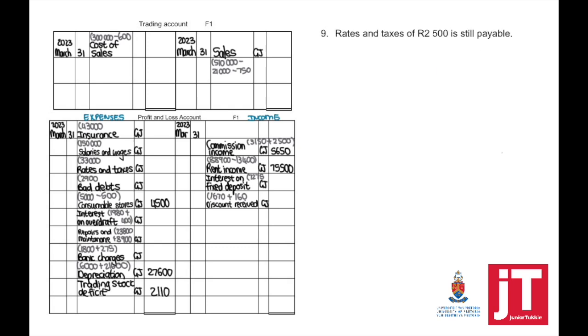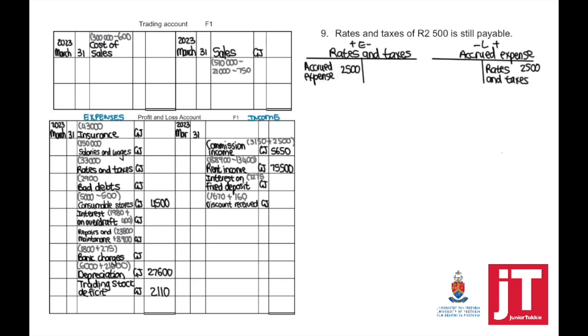Adjustment number 9, rates and taxes of 2,500 is still payable. If it's still payable, it means that we need to add it to our expense. Rates and taxes is going to be debited, account credited, accrued expense. In my profit and loss account, we're going to go to rates and taxes and we are going to add 2,500.